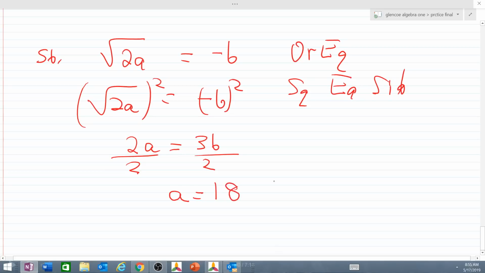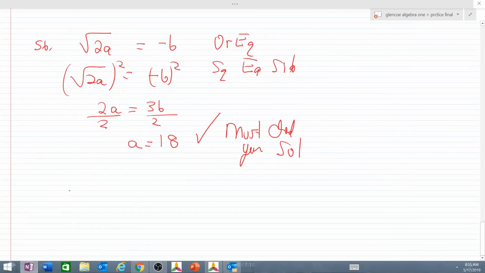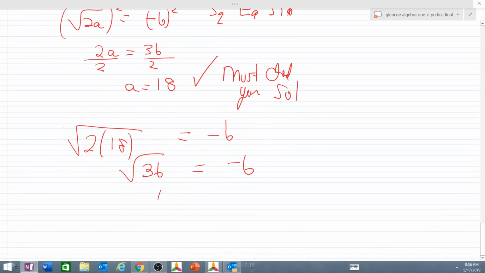Okay. Check your solution. Let me explain to you why. Watch what happens. When you check your work, the square root of 2 times 18 equals negative 6. The square root of 36 equals negative 6. Does 6 equal negative 6? No. Or you could be really fancy and say, does plus and minus 6 equal negative 6? No. So what would your answer be? No solution. So I caution you on that, and I refer you back to those lessons.